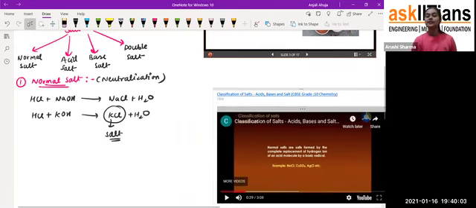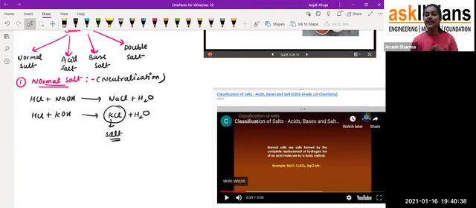See students, what we come to know for the normal salt is that it's a complete neutralization. Neutralization means what? That we are getting a complete reaction between the acid and base. So the normal salts are those types of salt in which the metal will replace all of the hydrogen. Like we can see that HCl has only one hydrogen, so the metal, that is sodium, is going to replace the one hydrogen, and there will be no hydrogen left, so that no other type of salt can be formed.